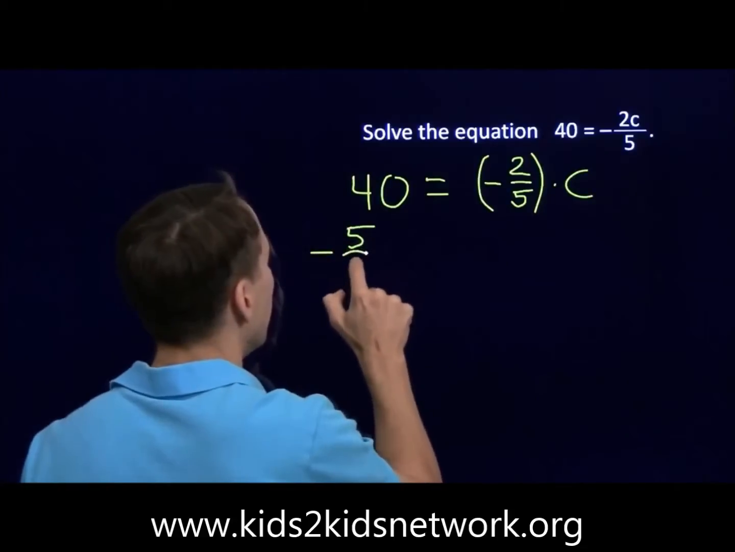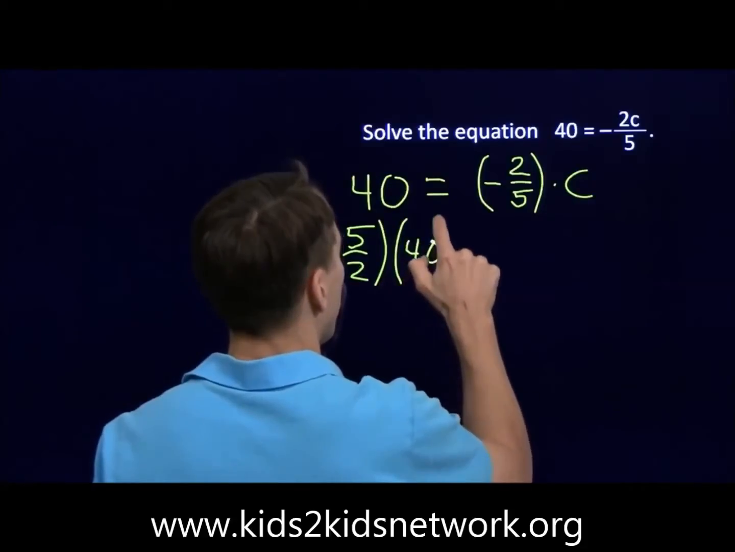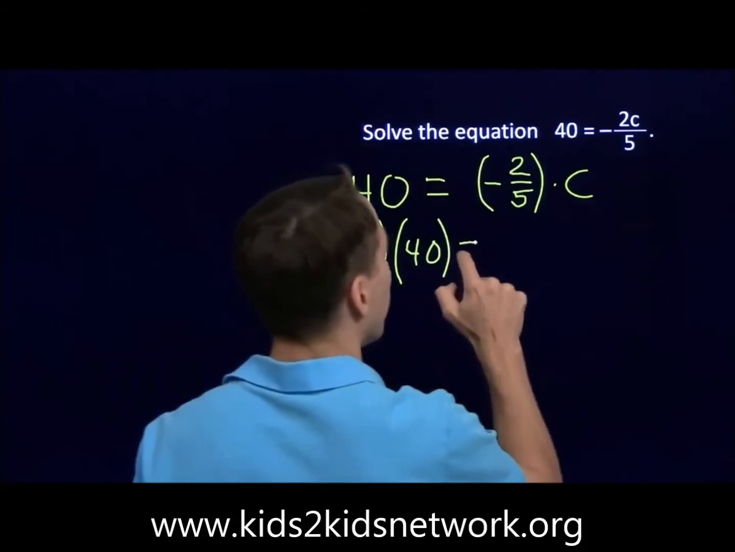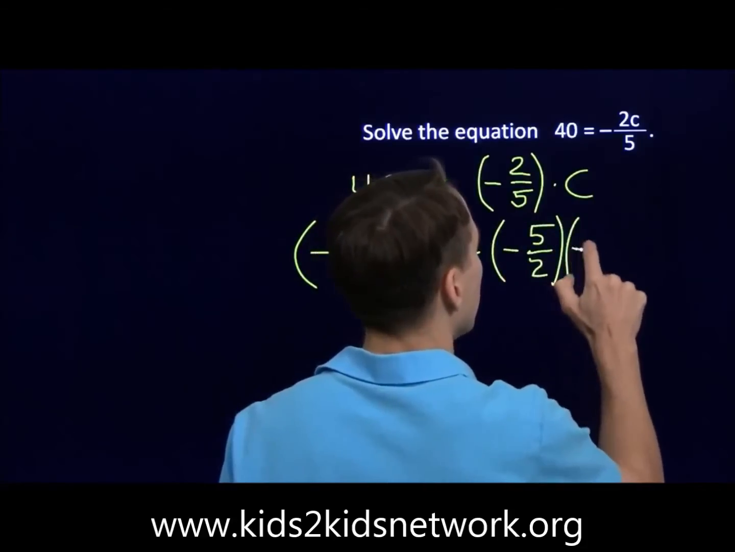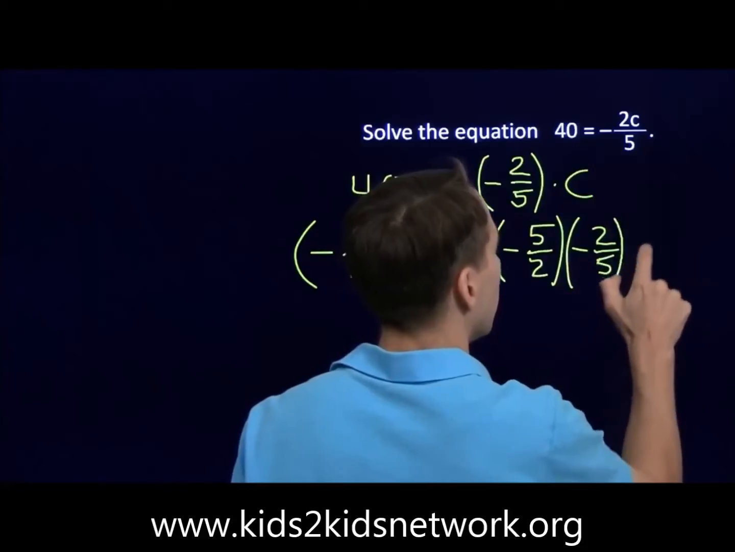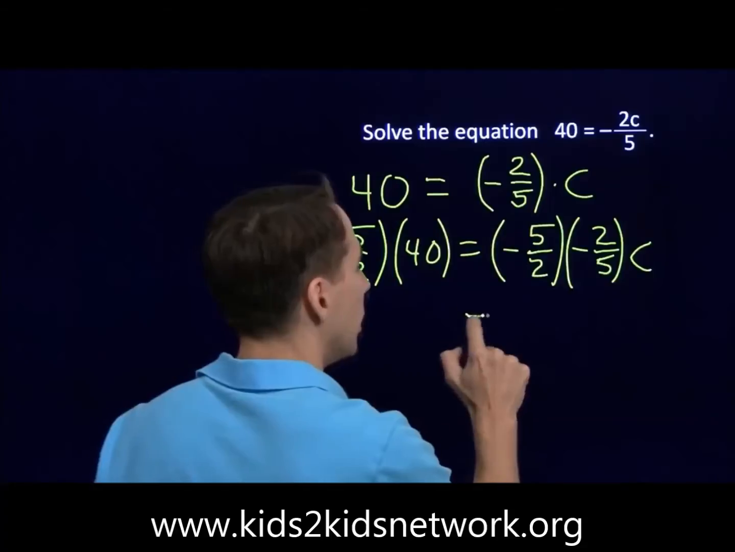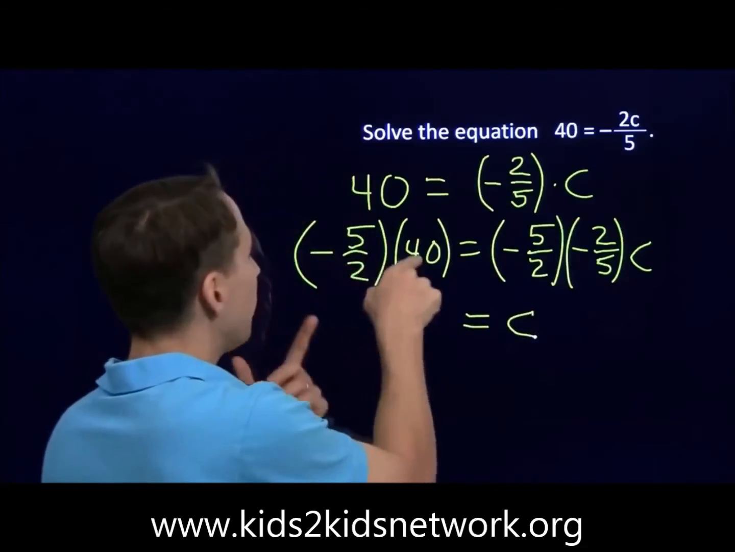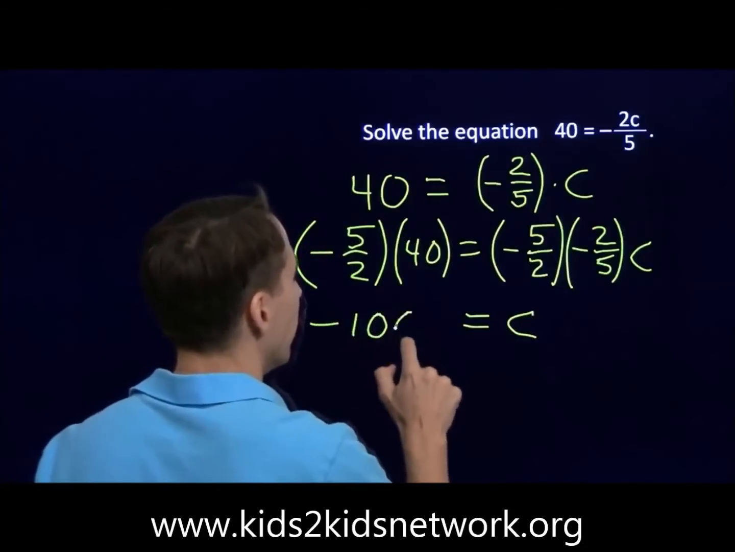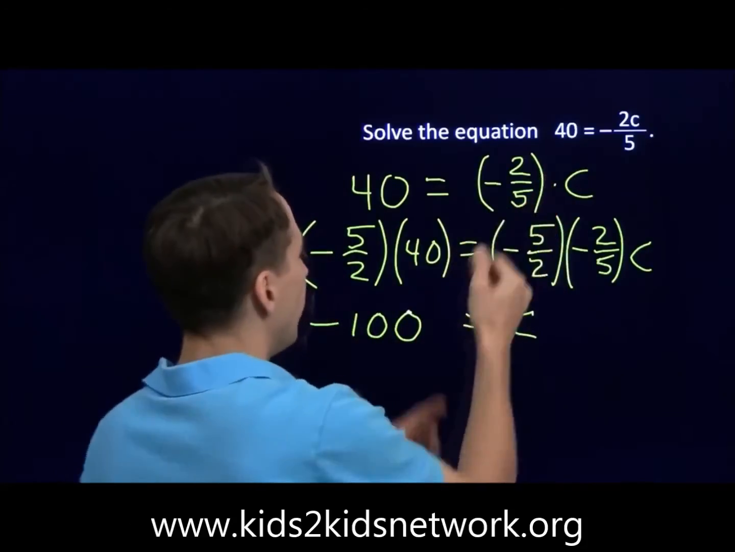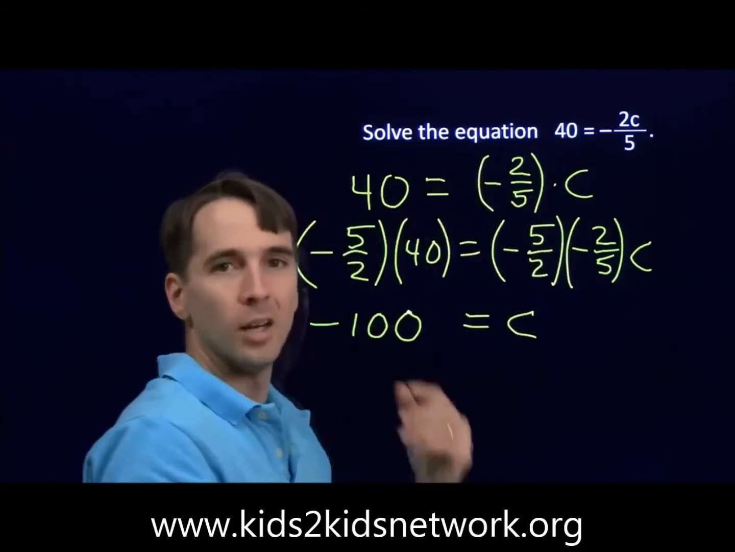So what I'll do here is I'm going to multiply both sides by the same thing. So I'm going to multiply this by -5/2. And I'm going to multiply the other side by -5/2 as well. These are reciprocals. They cancel out. That'll be 1. I'll be left with c over here. -5/2 of 40. -5 times 40 is -200 divided by 2 is -100. All in one step. We have a constant times a variable. We just multiply by the reciprocal of the constant, and away it goes.